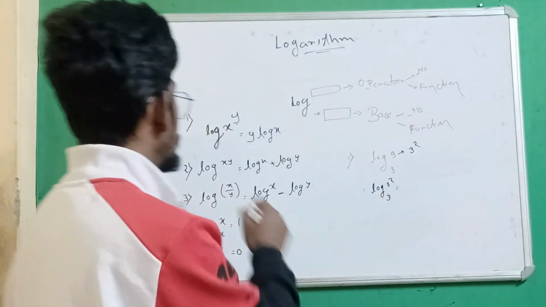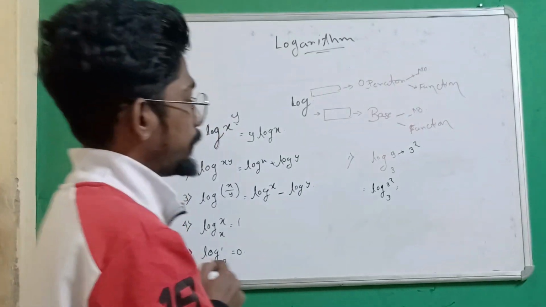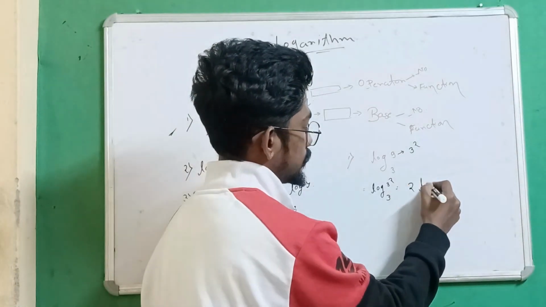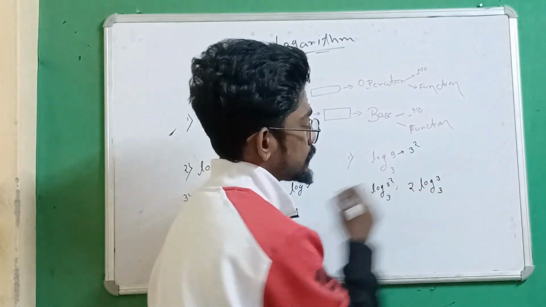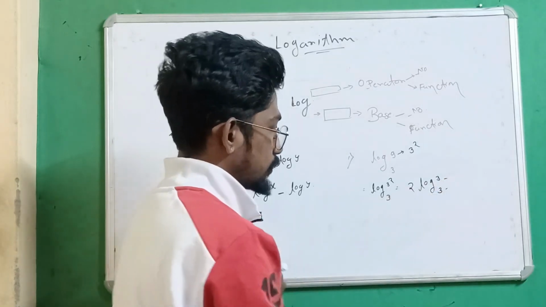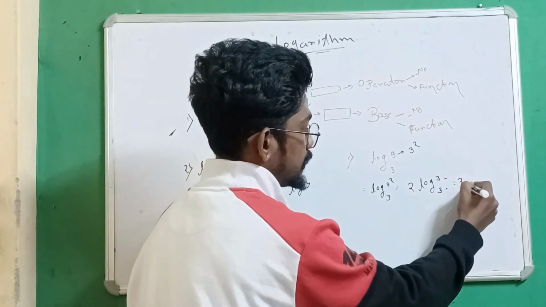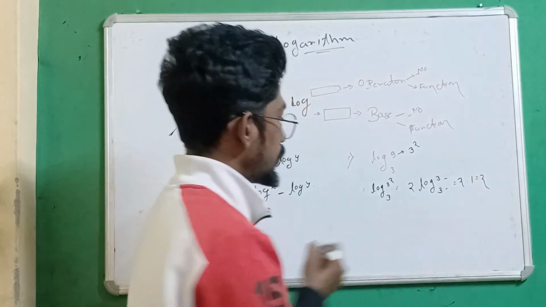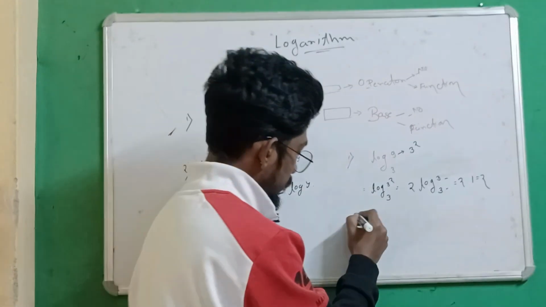As per this exponent rule, what will happen? This 2 will come out. So it will become 2 log 3 base 3. And if the operator and base are equal, the answer is equal to 1. So that means 2 into 1, the answer will become 2.